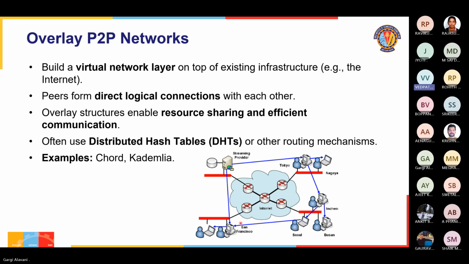Then, is a distributed hash table actually a table which stores some information, or is it just a notion which gets computed on the fly?